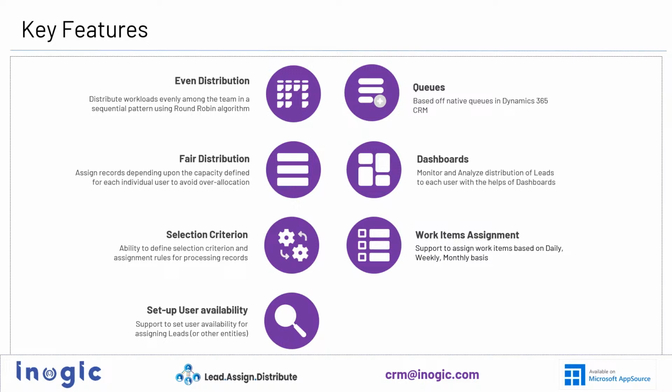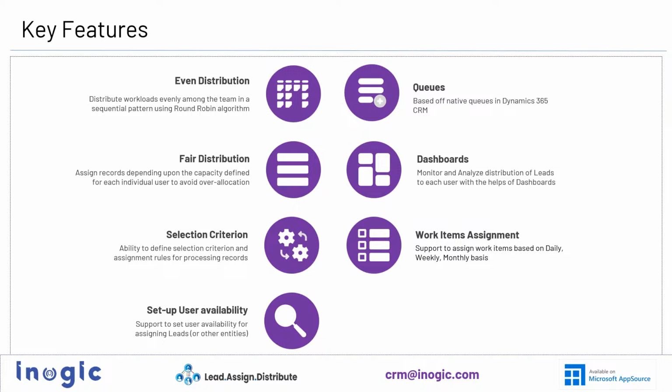Any record that satisfies the criteria will be definitely taken into consideration for the automatic allocation. However, if the record does not satisfy any criteria, that record will not be considered for automatic allocation. Now, we are talking about allocating the resource, maybe the lead, maybe other entities to certain users.